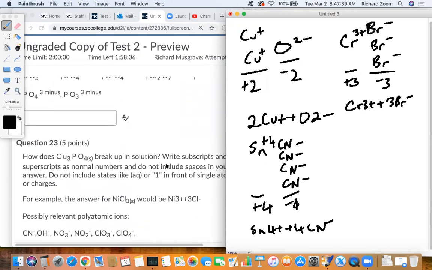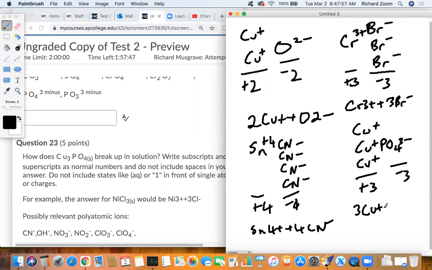Okay, the last one here, Cu3PO4. I really like this one. That's 3 Cus, 1 PO4. PO4 is 3 negative, it's -3, +3, positive, positive, positive on the coppers. 3 Cu+ and PO4 3-. Any questions about that? That one is a really good one, that last one.